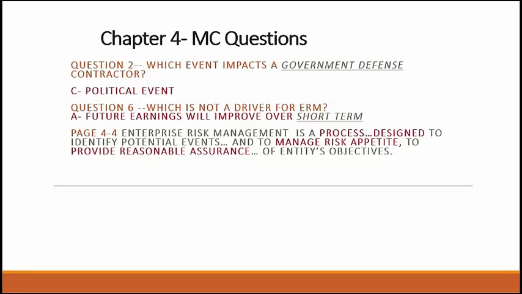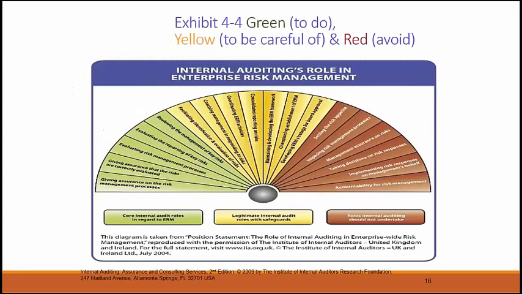Next question: enterprise risk management is a process designed to identify potential events and to manage risk appetite, to provide reasonable assurance of the entity's objectives. So the idea is, when we look at enterprise risk management, we're not looking short term. We're looking at the entity's objectives, and the objectives tend to be much longer than short term.